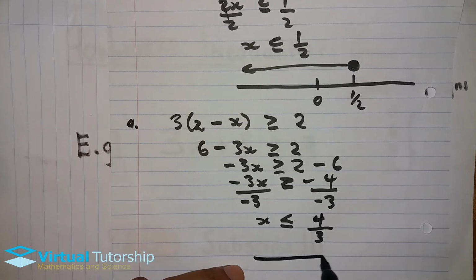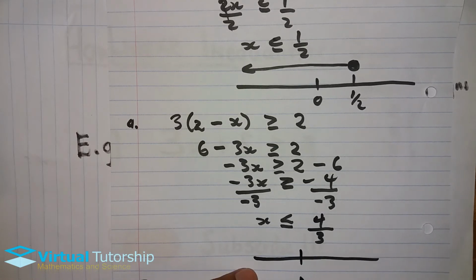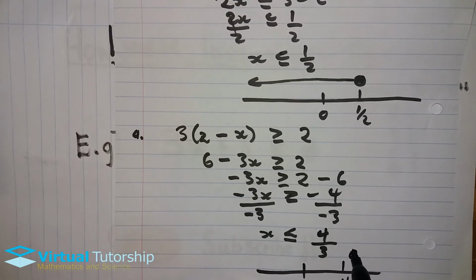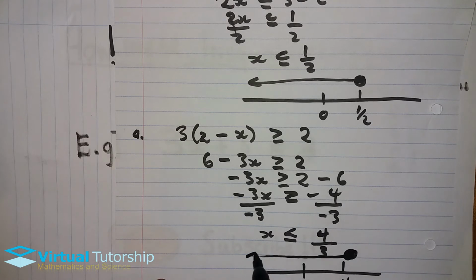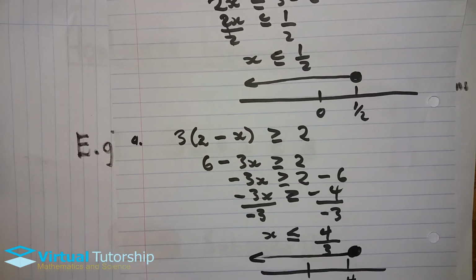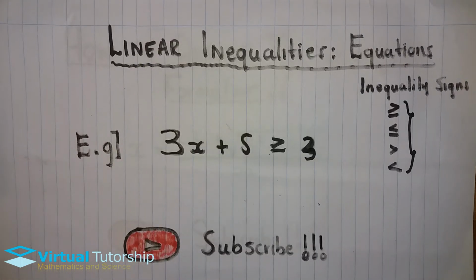Now plot my solution, it's over 0, and then 4 over 3 somewhere here, and then it's going to be included. My solution is to the left of 4 over 3. So let's take one more.